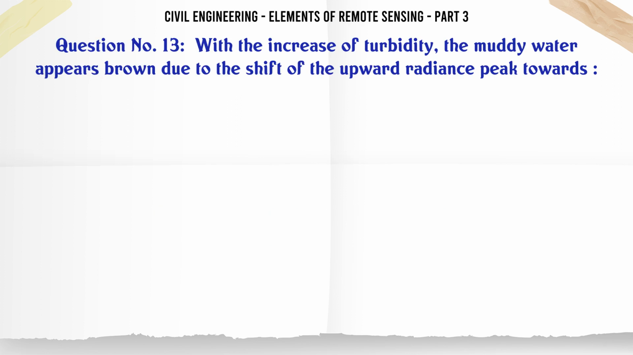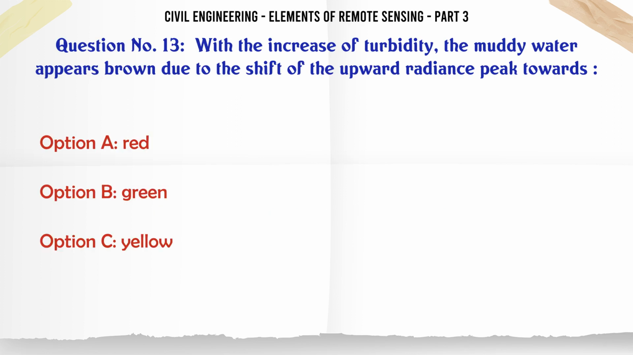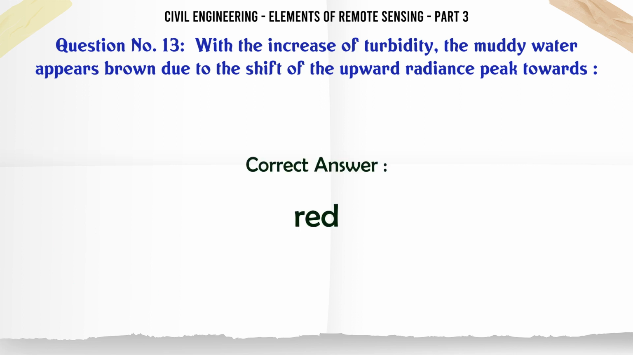With the increase of turbidity, the muddy water appears brown due to the shift of the upward radiance peak towards: A. red, B. green, C. yellow, D. blue. The correct answer is red.